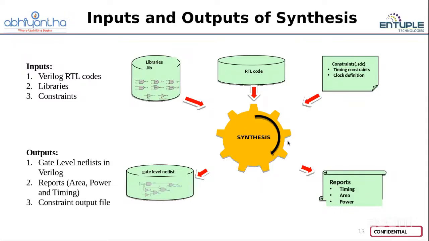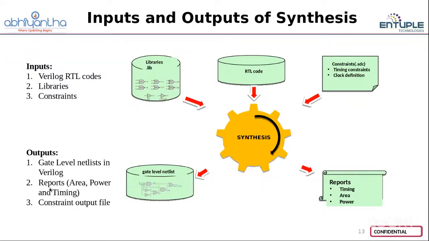Once the synthesis is completed, you can generate and get the complete netlist for the design. This netlist consists of different components: simple combinational cells, then complex combinational cells, then sequential cells, and some miscellaneous cells also. Including all these cells, you will receive the complete gate-level netlist.